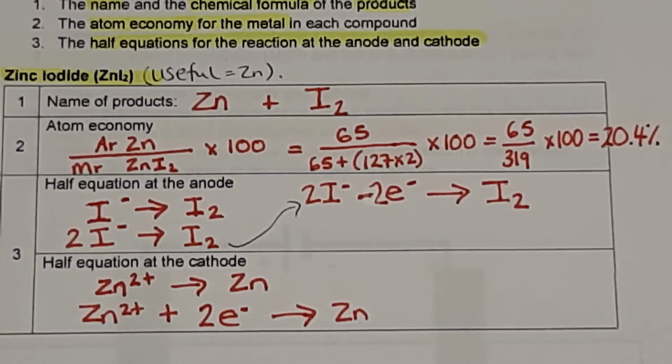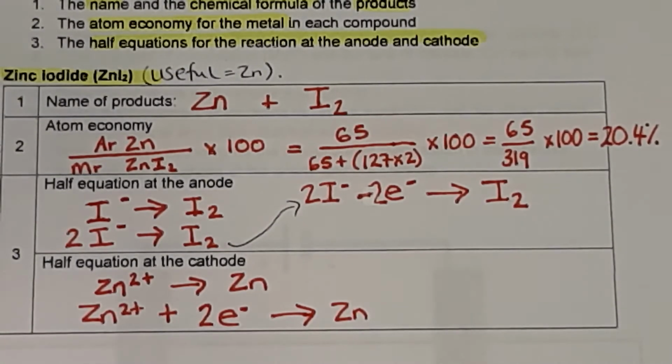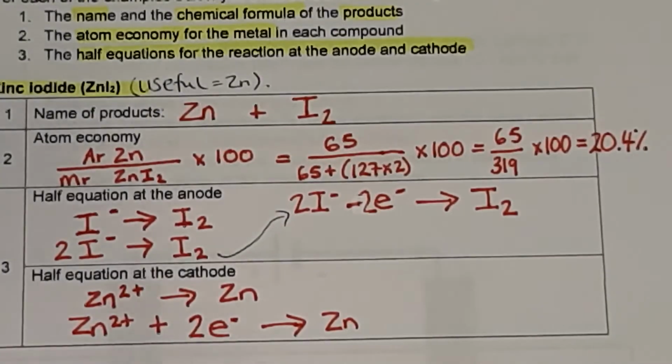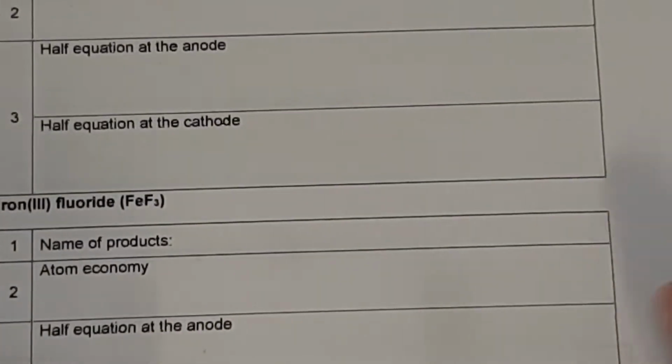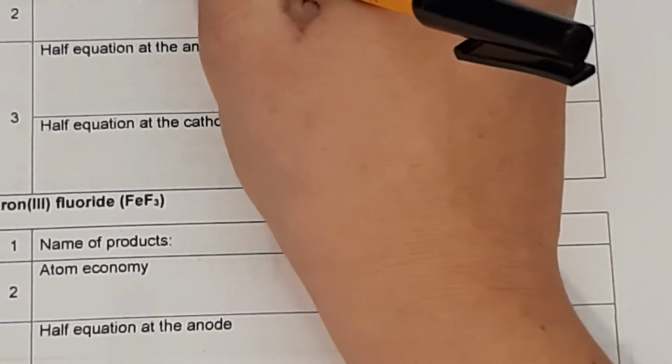Then I'd like you to pause the video and move on to doing the lithium bromide and the iron fluoride. Now for each of these you're going to need to know which one is the useful item, so I'll tell you about that first before you pause the video. So for lithium bromide, the useful item here is the lithium.